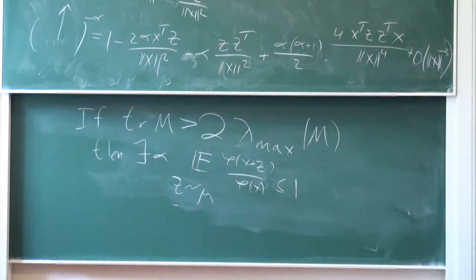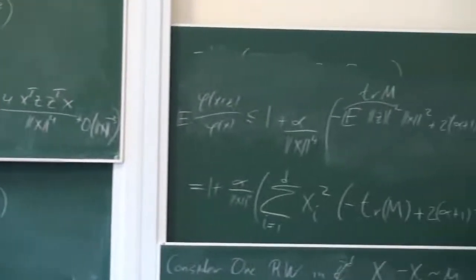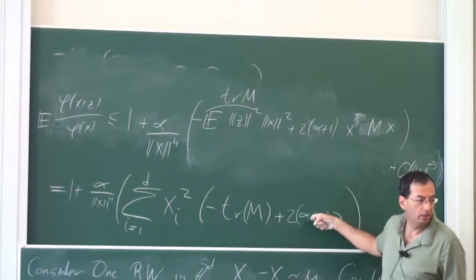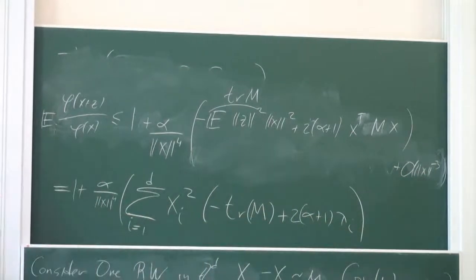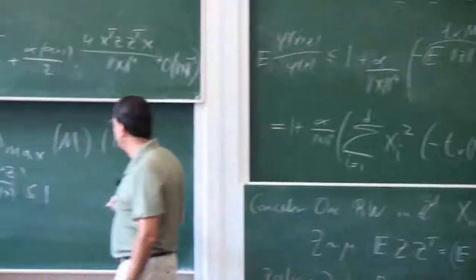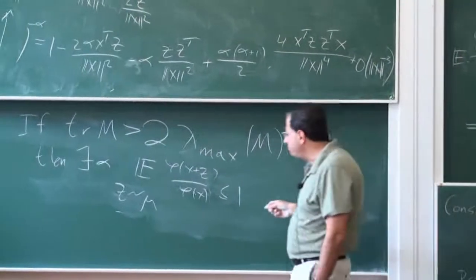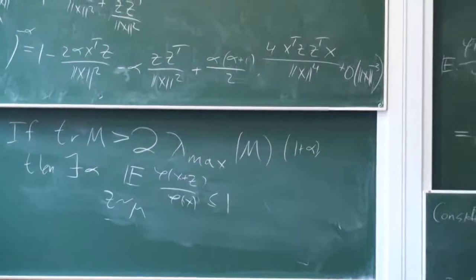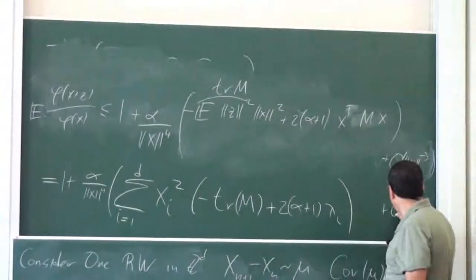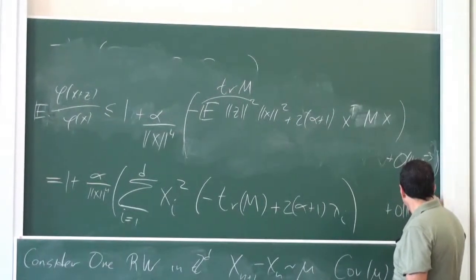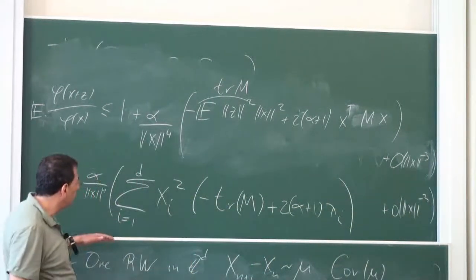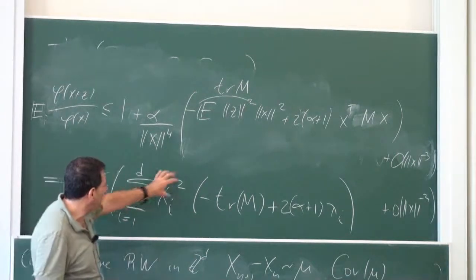Because if the trace of M is strictly bigger than twice any eigenvalue, then you can stick in some small positive alpha and still get the inequality that it's right. So if this is true, then it's also true here, multiplying by some small 1 plus alpha, right? And okay, then what you get is that this contribution is negative, and of course you still have an error of order norm x to the minus 3, but what we have here is of order norm x to the minus 2, because we have x to the 4th here and x squared here.